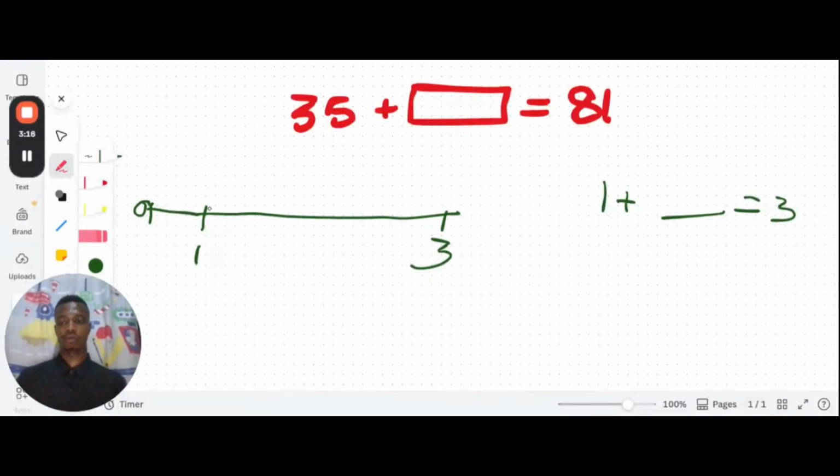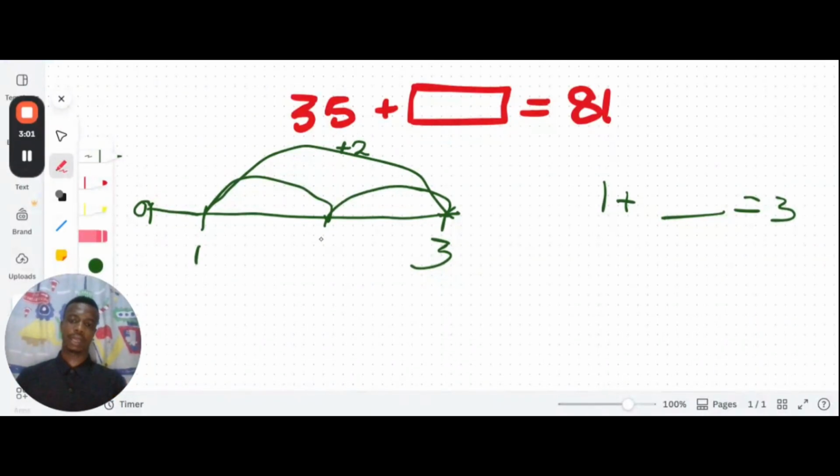Now we've got to count how many steps we jump from 1 to 3. We can make one long jump from 1 to 3. That is 2 steps. But we can still break it down. Okay? Make a small jump from 1 to 2. That is 1 step. Make another small jump from 2 to 3. That is 1 step. And count the number of steps, and that is 2 steps.